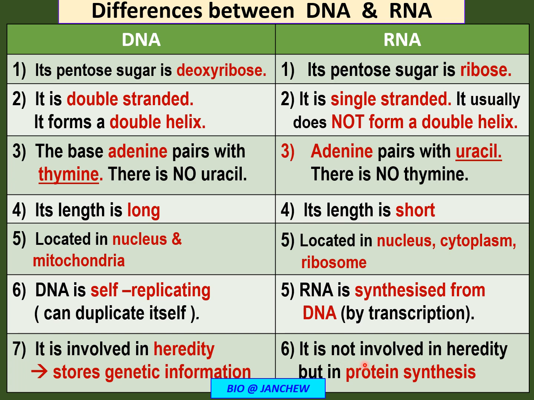But RNA is not involved in heredity. It is involved mainly in the synthesis of proteins in the cells. Okay, so in the next lesson we'll study about the 3 types of RNA and how they're involved to synthesize the proteins. It's quite an interesting story.